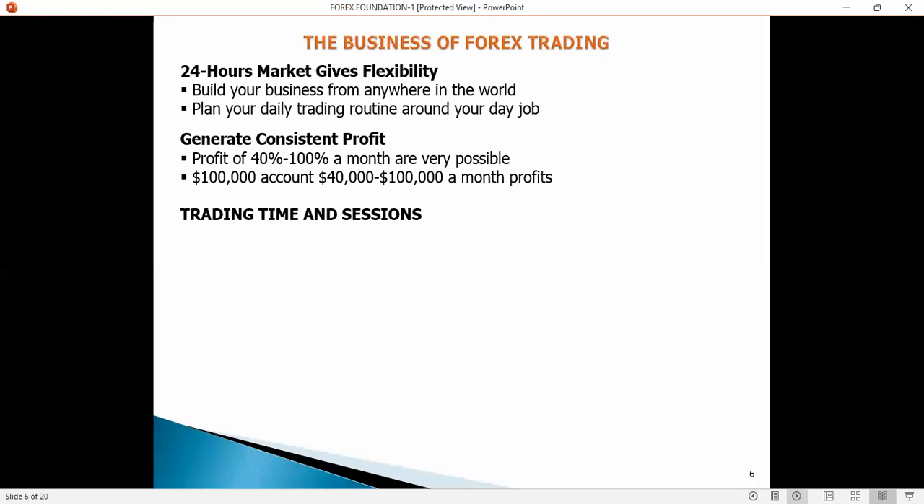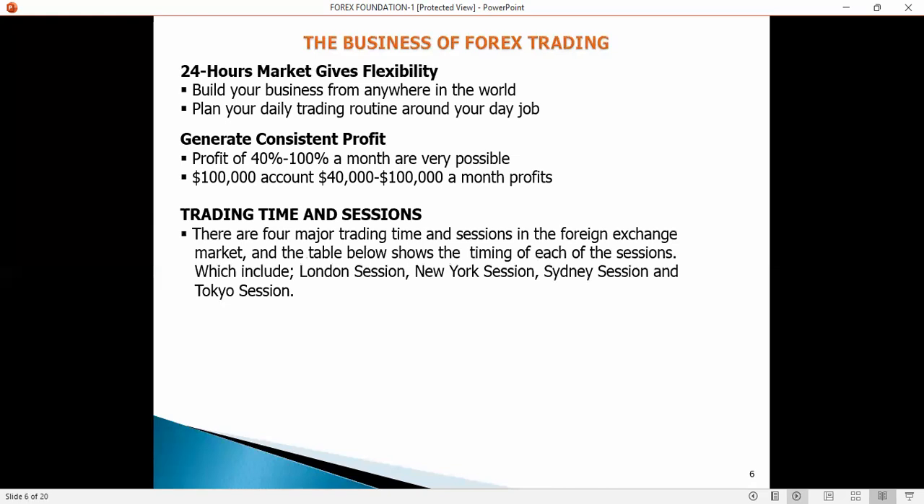Time and session. One of the things that gladdens my heart is that the forex market has the time each market opens. It has sessions, so you can decide which of the sessions you want to trade. You may decide to trade during the London session, the New York session, or the Tokyo session, the Asian session. So we have three major sessions, and you may decide which one you want to trade based on your schedule.